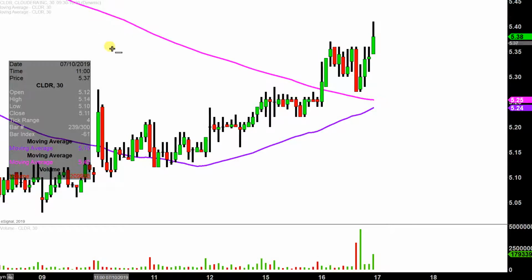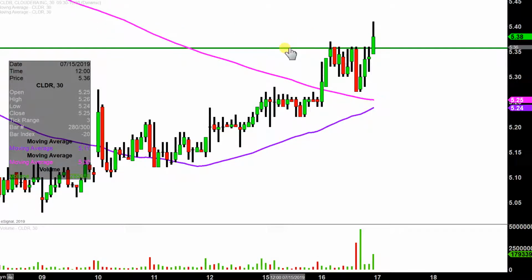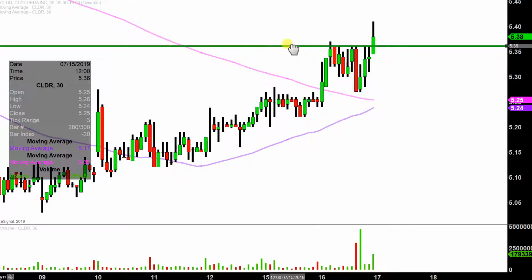So the first level of support is what I would call the ideal level. When you say, hey Clay, what would make this chart look the absolute strongest going forward? And that would be if the price can stay up above this breakout point here at $5.35. Now don't get me wrong, if the price falls below $5.35, I'm not saying the entire chart is destroyed or ruined or anything like that.